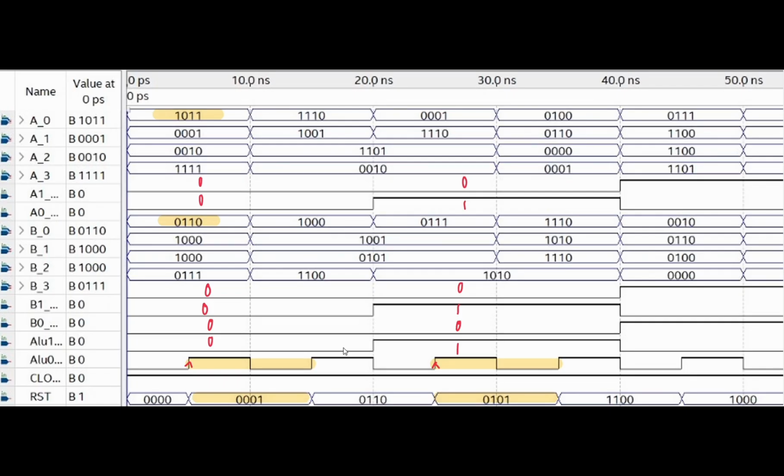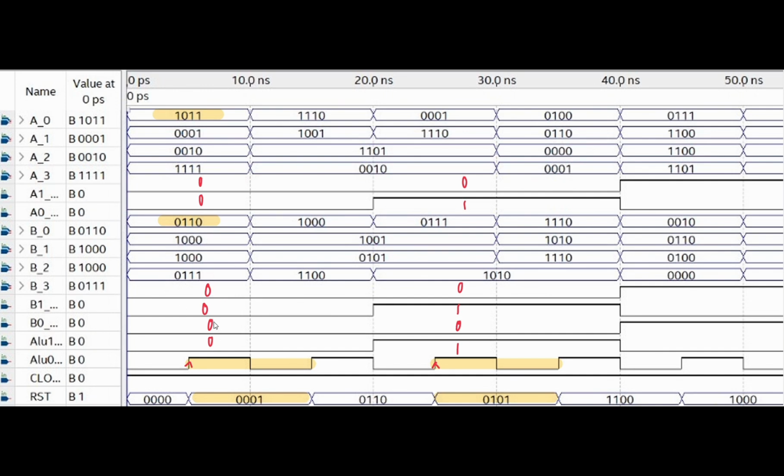Finally, we look at the waveform to understand how the ALU produces its output. When the reset signal is set to 1 and a rising edge of the clock occurs, the selector for input A is set to 0, 0. So the value A0, which is 1, 0, 1, 1, is selected. At the same time, the selector for input B is also set to 0, 0. So the value B0, which is 0, 1, 1, 0, is selected.